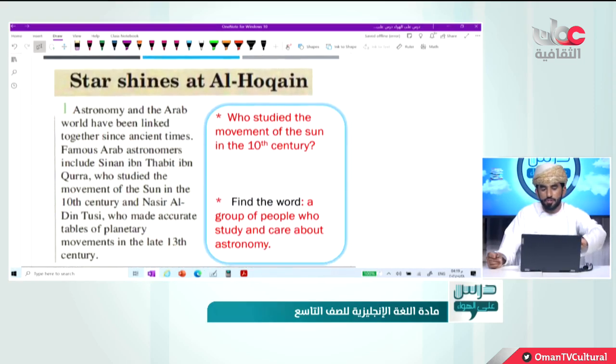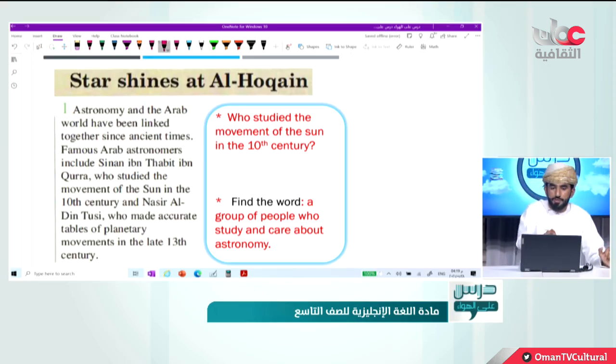Have a look at this one. Star shines at Al-Hokain. It's going to be like a revision. We're not going to focus that much. Again, what should we do? Do you remember the strategy? Yes, we focus on the last. Very good. We try to find this phrase in the text.